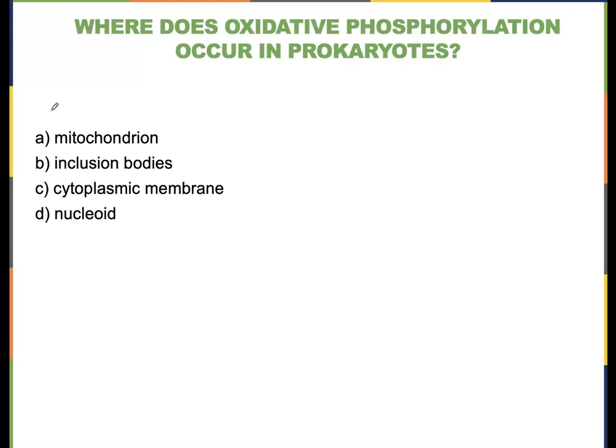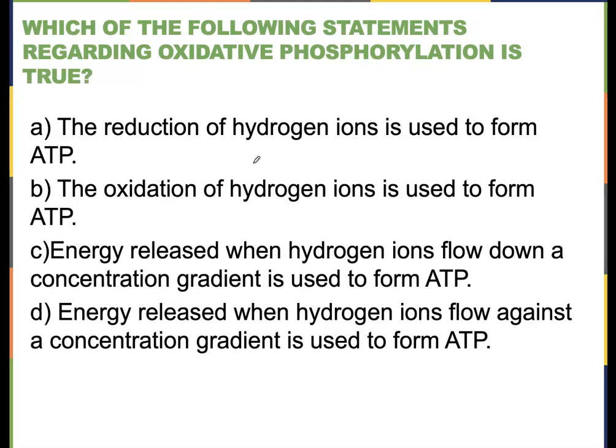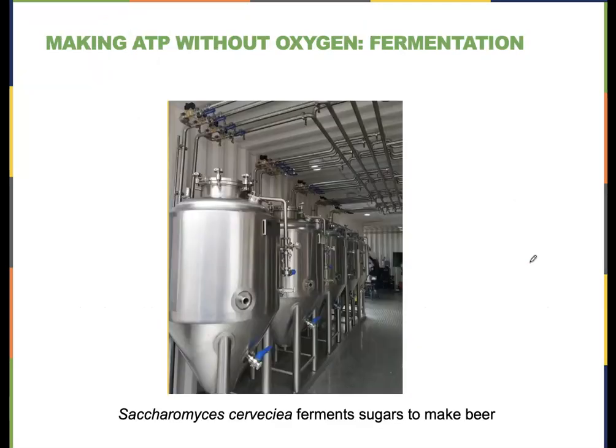Where does oxidative phosphorylation occur in prokaryotes? In bacteria, where's their only membrane? The cytoplasmic membrane. Which of the following statements regarding oxidative phosphorylation is true? If you have read all the choices, it's going to be answer C. Energy released when hydrogen ions flow down their concentration gradient, from high to low, is harnessed by ATP synthase. All right, let's stop there.